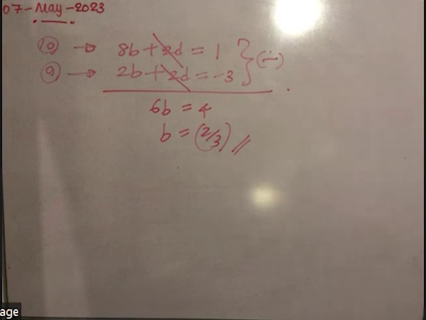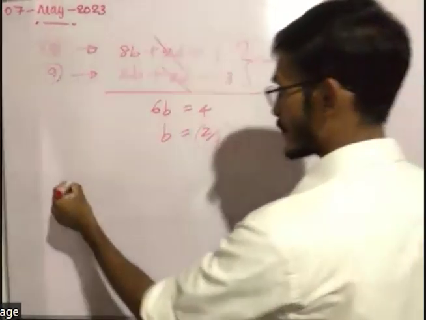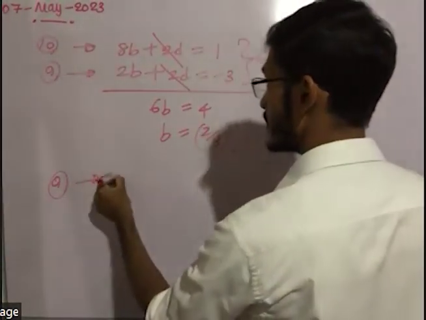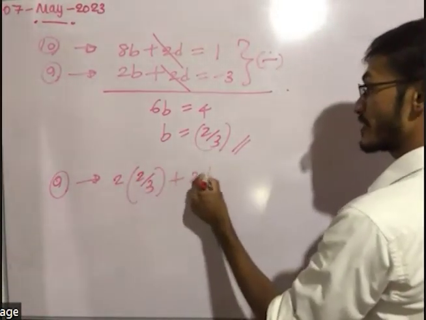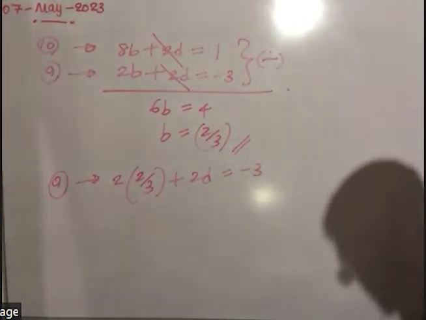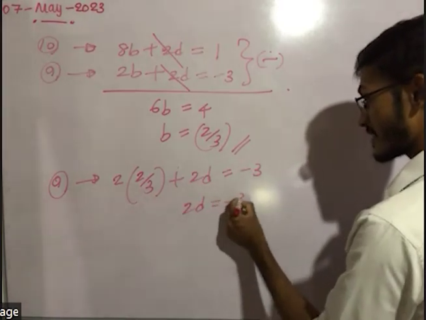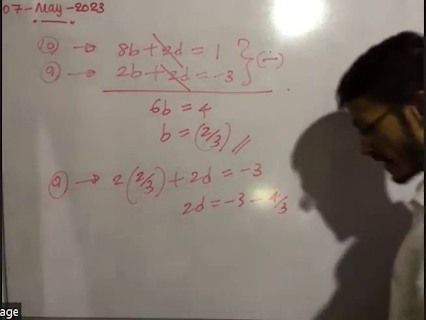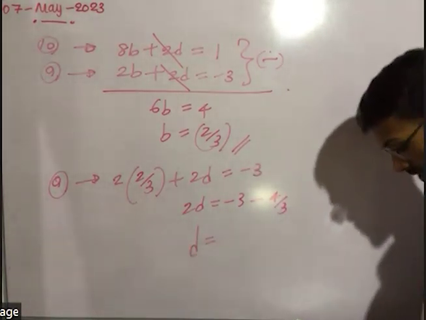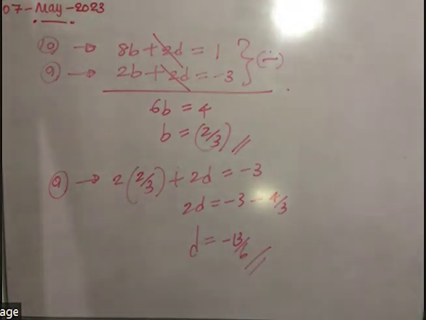Now we can substitute 2 over 3 in the 9th equation. From the 9th equation, substituting 2 over 3 for b, we get 2 times 2 over 3 plus 2d equal to minus 3. Then we can simplify this. 2d is equal to minus 3 minus 4 over 3. If you simplify this, that is equal to minus 13 over 6. So now we know the values of b and d.